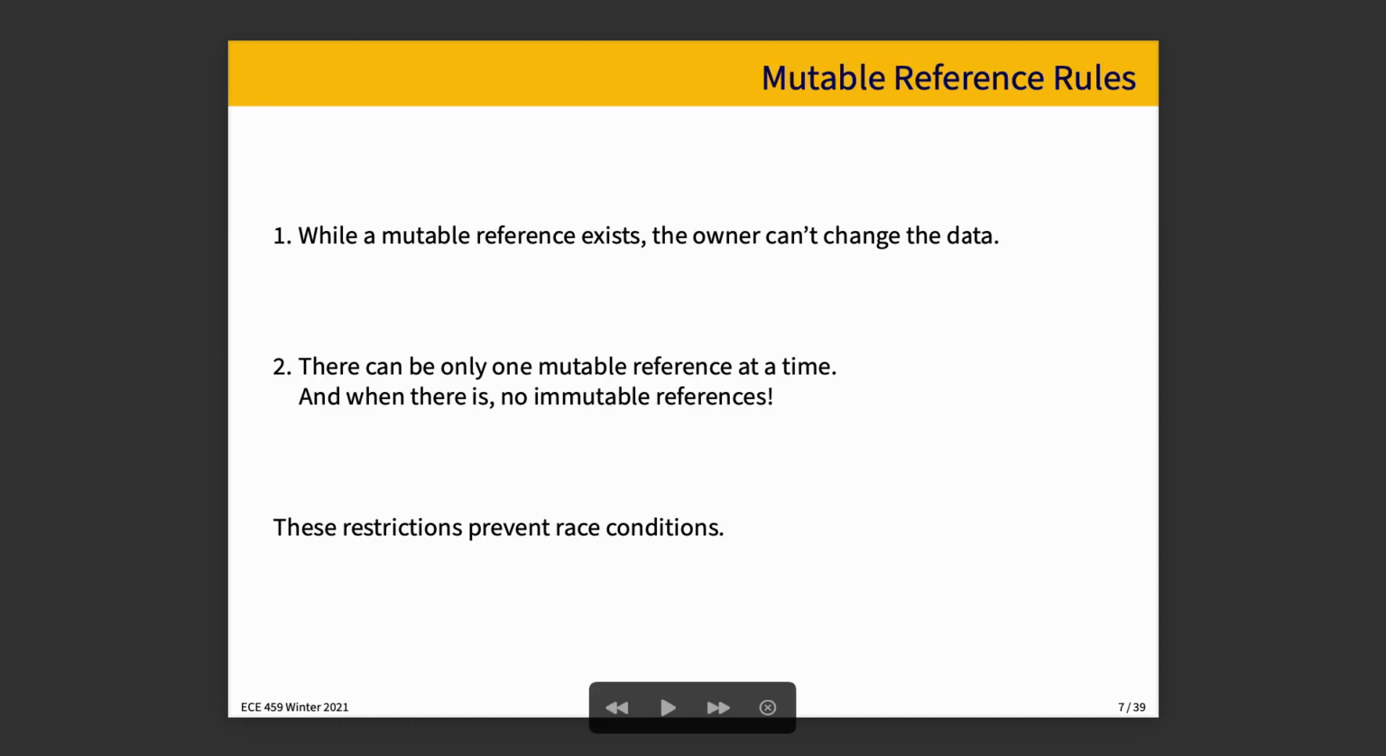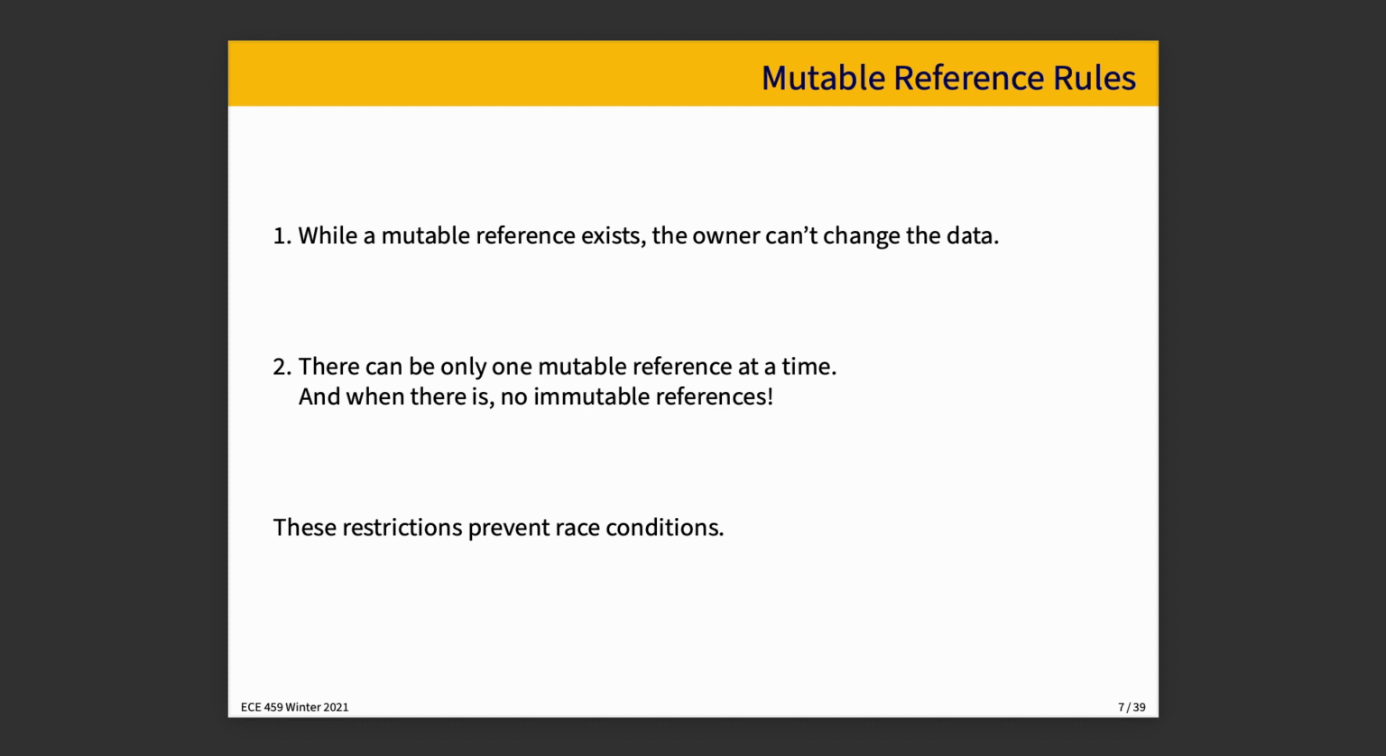Now, there are some rules related to a mutable reference, and that is actually important, and these rules exist to prevent certain possible race conditions. The first one says, while a mutable reference exists, the owner cannot change the data. The second rule says, when a mutable reference exists, it can be the only one in existence at a time, and when there is a mutable reference, there can be no immutable references.